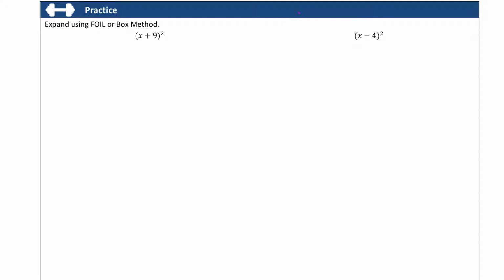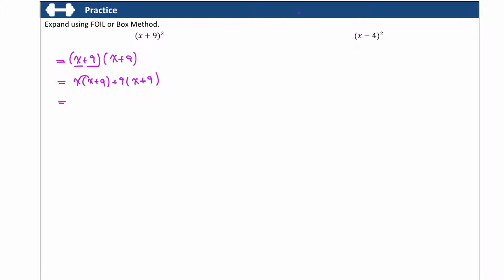Alrighty, let's expand using FOIL or the box method. I'm going to use the box method for the first one, and then for the second one, actually let's use the expanding for the first one and the box method for the next one. And whatever method you folks have used, you should get the same answer. So here I have x plus 9 multiplied by x plus 9, because you're just multiplying a binomial, and you should get x plus 9 times x plus 9.